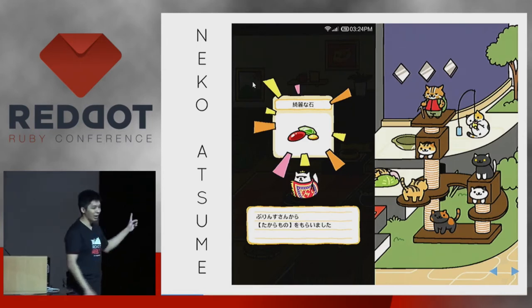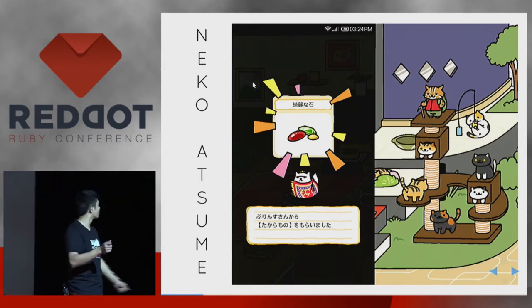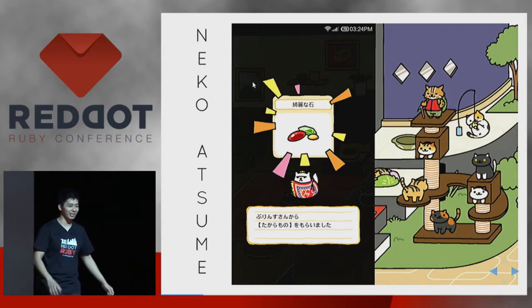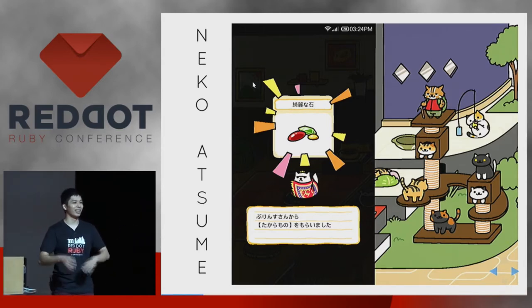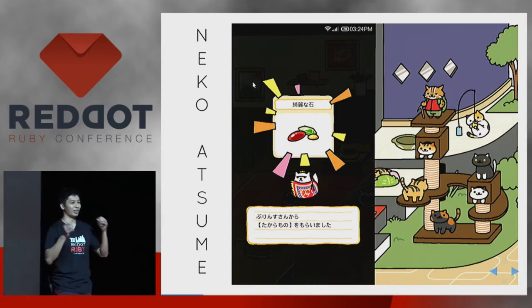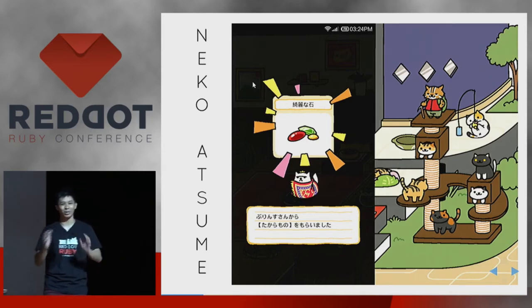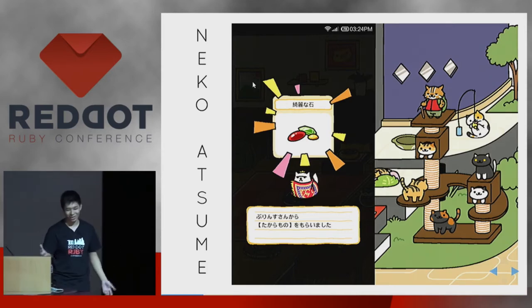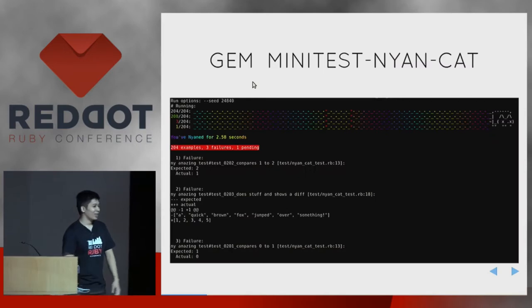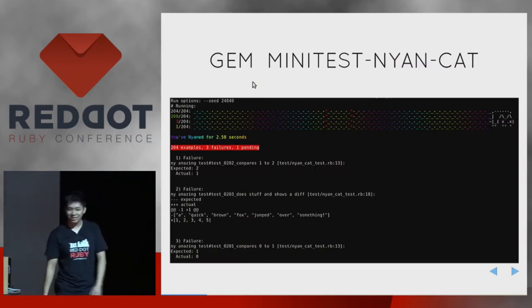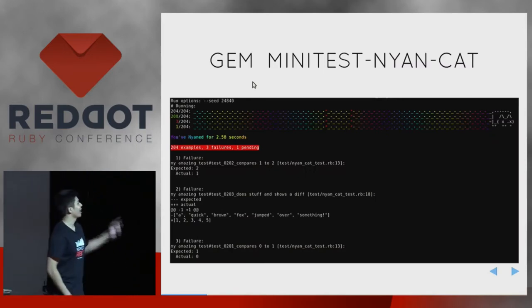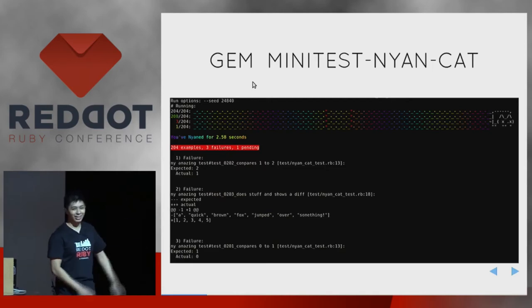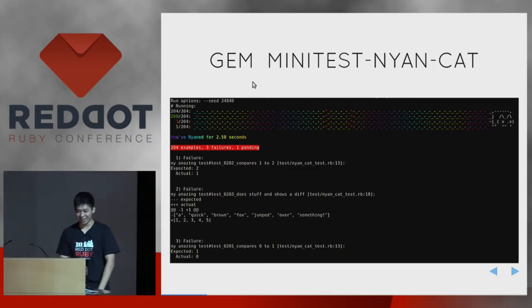Yep, so I'm playing Neko Atsume too. If you're not playing it, you should be playing it if you like cats. Basically, it's a game where you put out toys in your garden. Cats come and play with your toys. They give you fish, and then you use the fish to buy more toys, so you get rare cats to come. So I prefer Minitest. If you like Nyan Cat, when running a test, gem install minitest-nyan-cat.